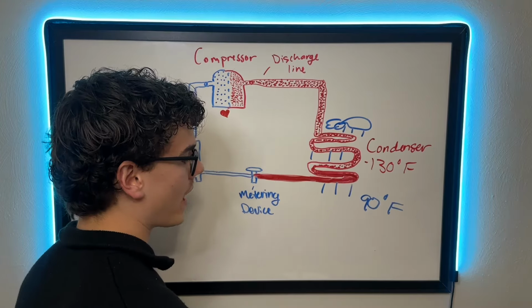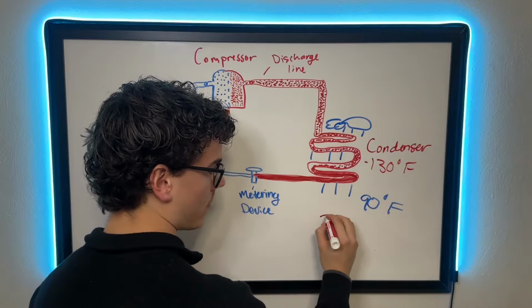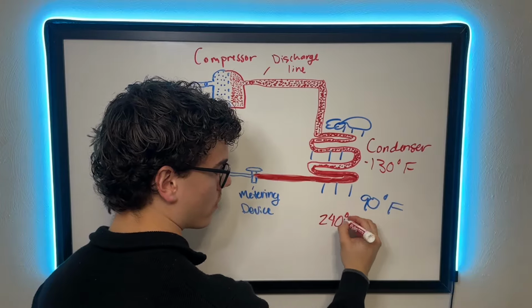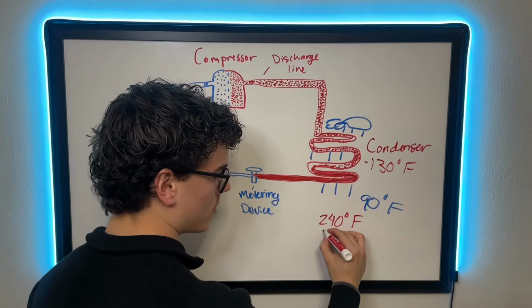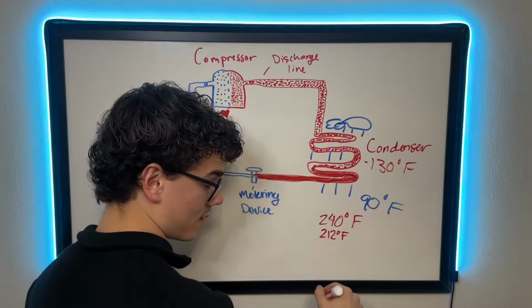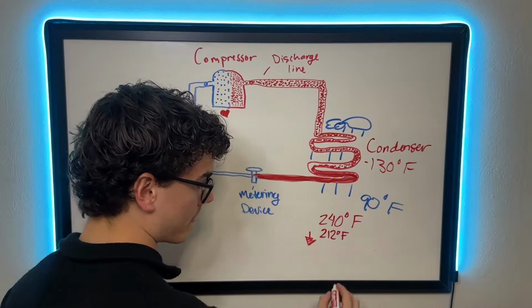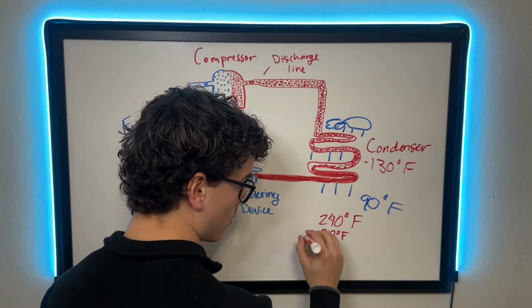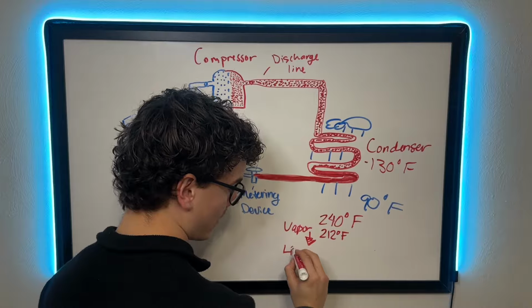So let's say we have water vapor. We have water vapor at 240 degrees Fahrenheit. Well, we all know that once water gets below 212, it will condense into a liquid. At 212, it will go from a vapor into a liquid.